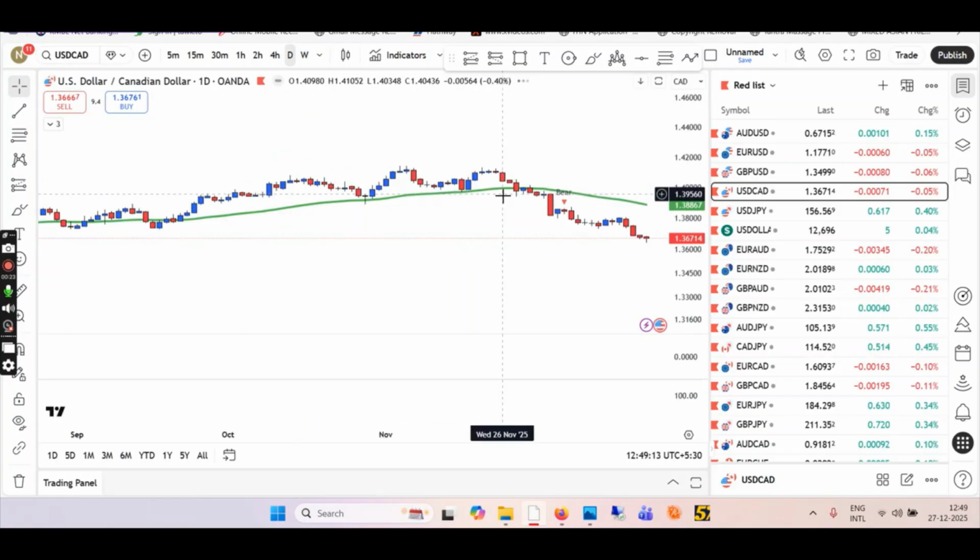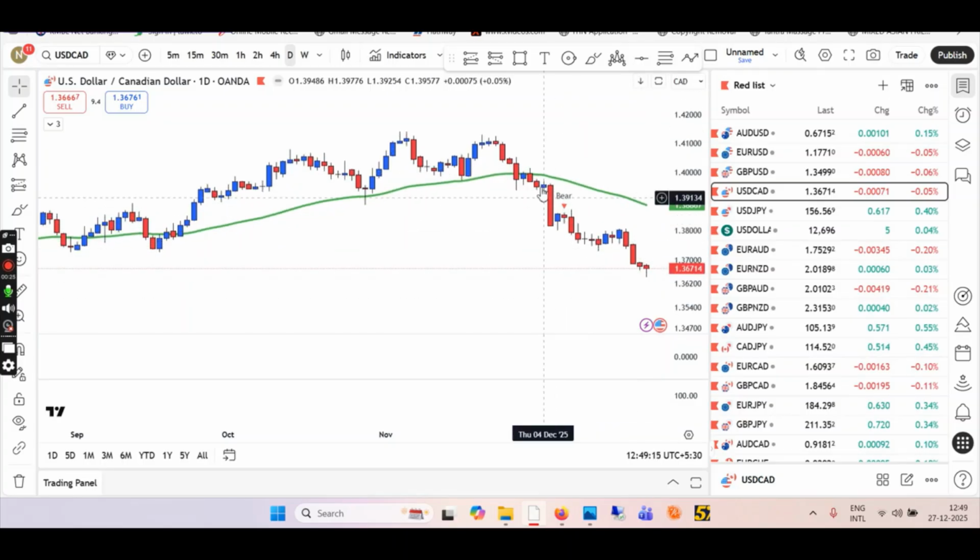Coming back to daily time frame, we are dripping and dripping. As you can see, dollar has collapsed in the last 2 weeks. And that's it. So I think we have to wait for the pullback.